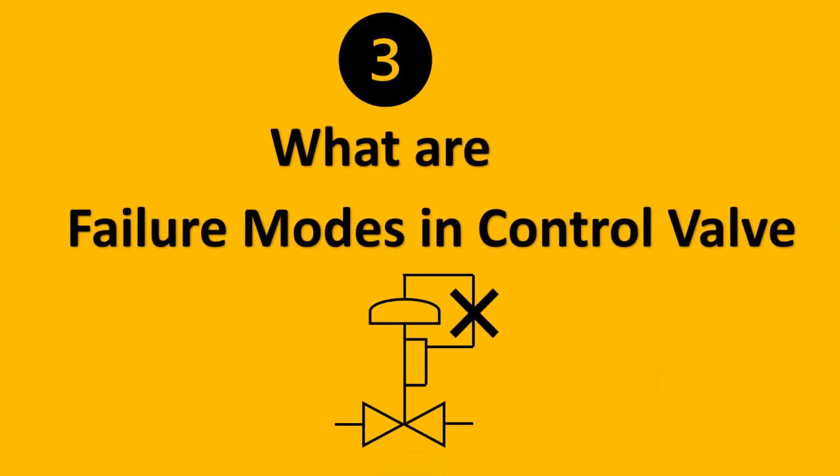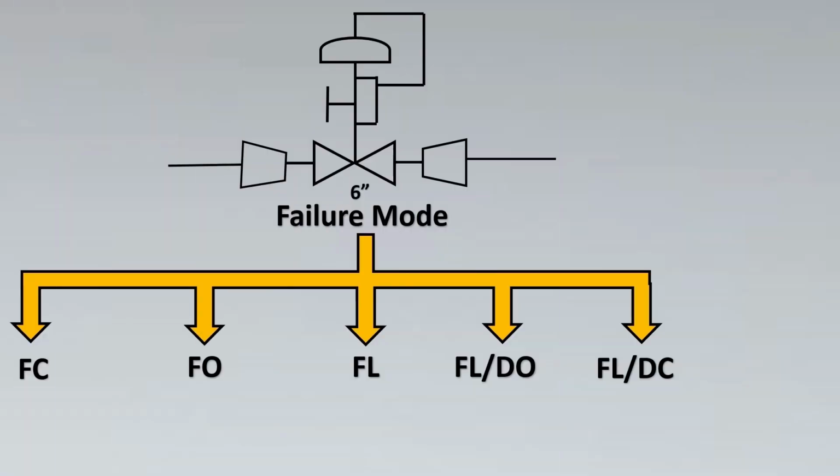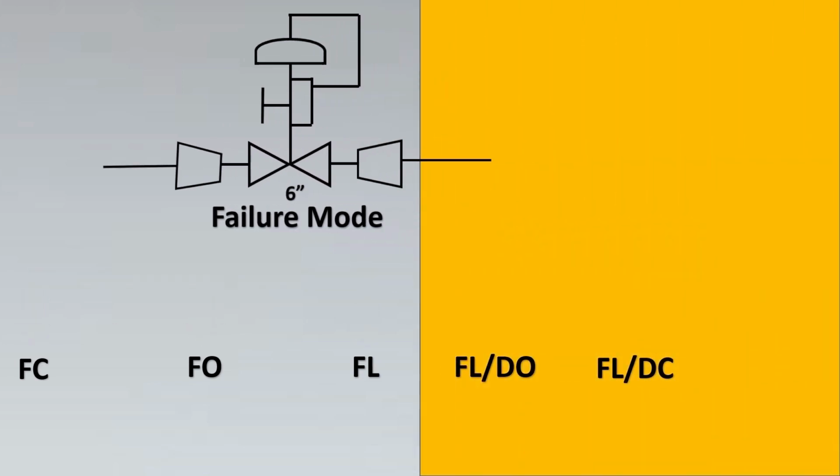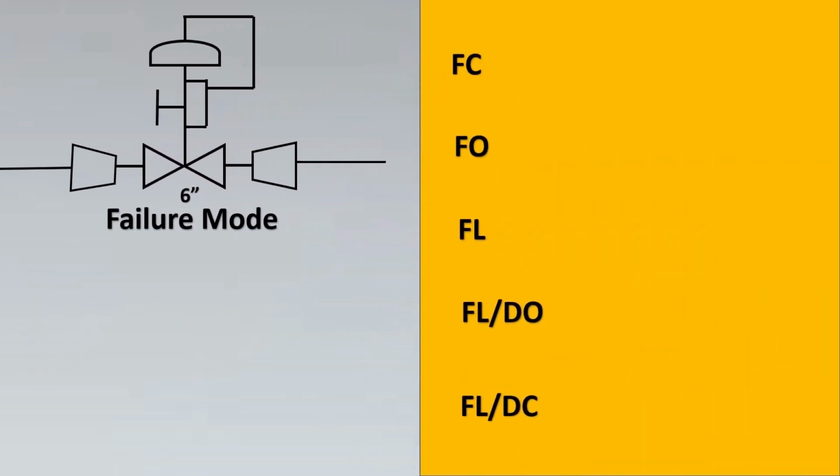The third most asked interview question is: what are the failure modes in a control valve? So without further delay, let's look into that. In order to understand these failure modes, let us dissect each and every failure symbol. For example, FC stands for fail close. If the flow of air is stopped or there is some electrical issue, fail close would be the valve's default action. So the valve will get into its closed state.